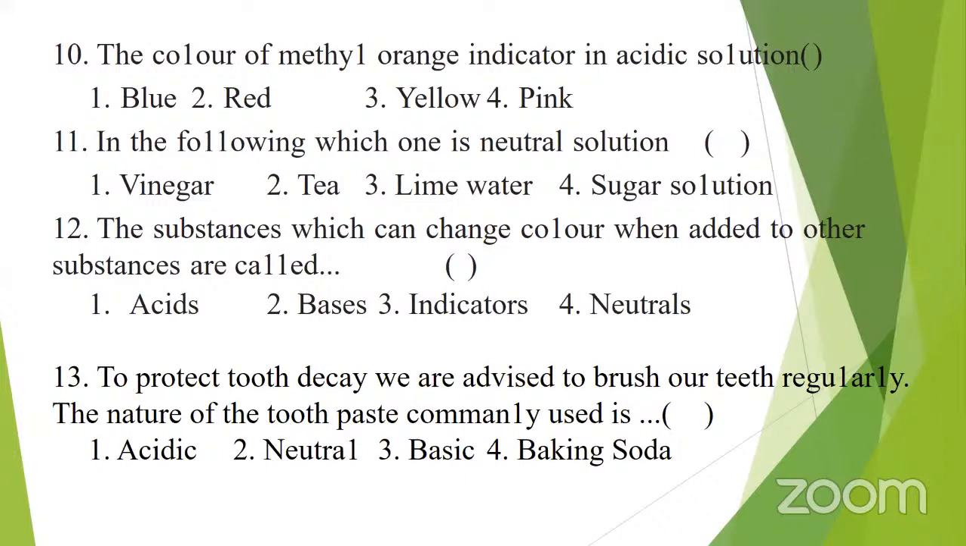Next, the substance which can change the color when added to other substances is called what? Twelfth question. No one is writing 12 by 1, 12 by 2, 12 by 3. Just you are writing 1, 2, 3. I don't know for what it is 1 and 2. Okay, 12 by 3. Most of the children are writing. Very good. Indicators. The substances which change color are indicators.